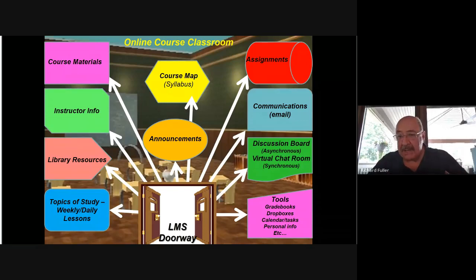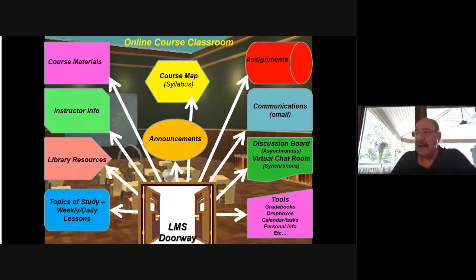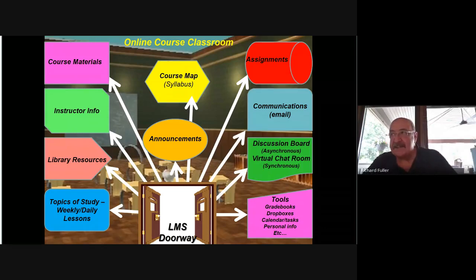Now, you're going to be planning to do a combination at some point of synchronous and asynchronous. So you want to establish a set of routines or expectations so that the students know the flow. When they come into your online class, they know exactly where to go and exactly what to do. Because they walk in, you're going to have an announcement. You may have some kind of a course map or a syllabus. They can go into course materials, whatever the lessons are for the day.